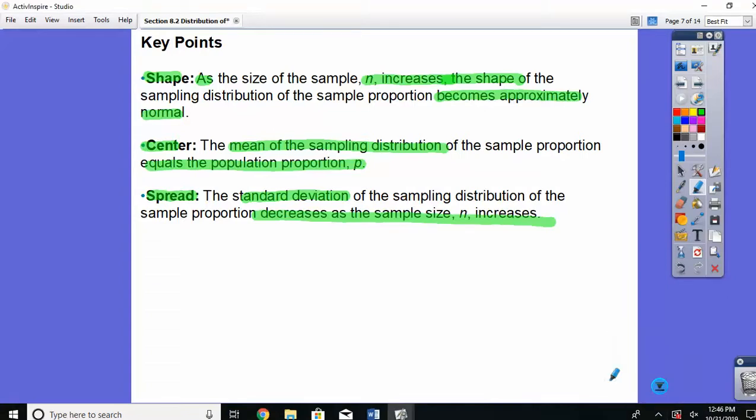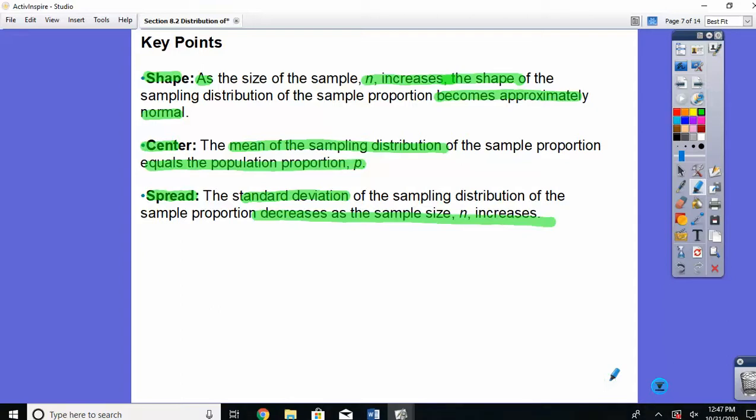For the distribution of the sample means, we said if our n was 30 or more, we could say it was approximately normal. The mean of the sample means was equal to the population mean, and the standard deviation of the sample means was what? What was sigma of x bar? It was the regular standard deviation over the square root of n.